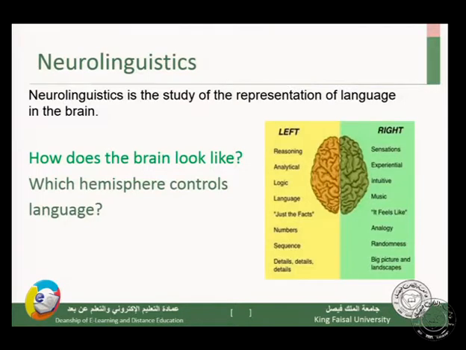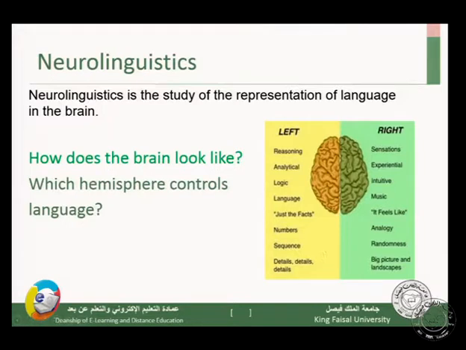In this slide we are going to look at two things. The first is, what does the brain look like? This is necessary for you in order to understand how language is represented in the brain. It is necessary to see what the brain looks like. The brain is composed of two hemispheres.